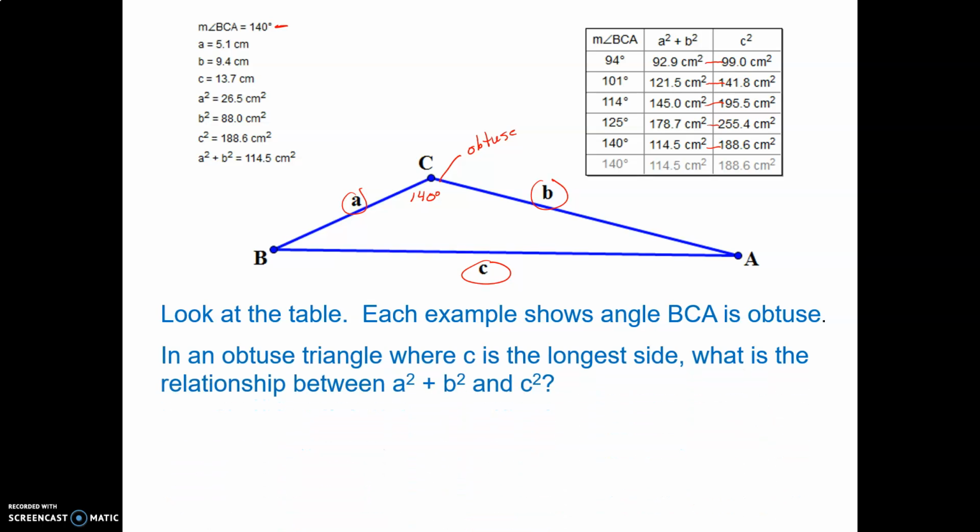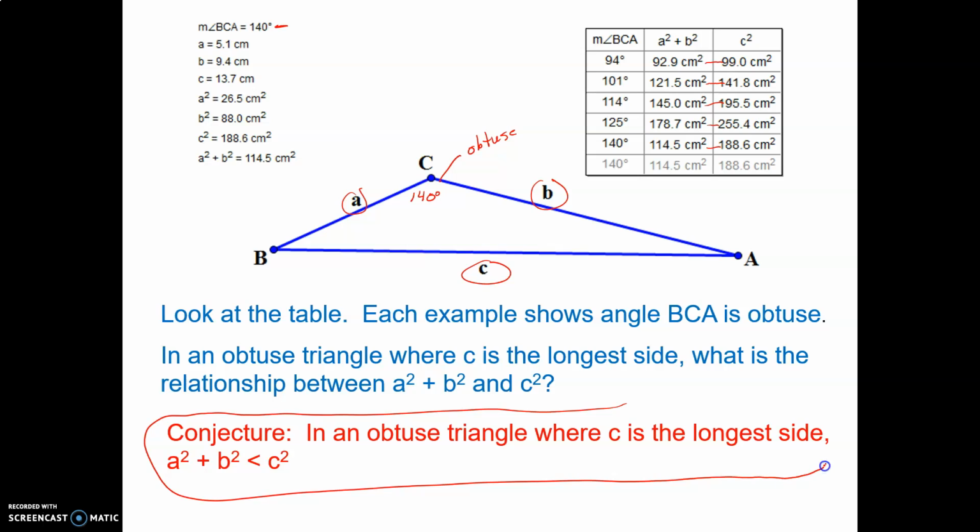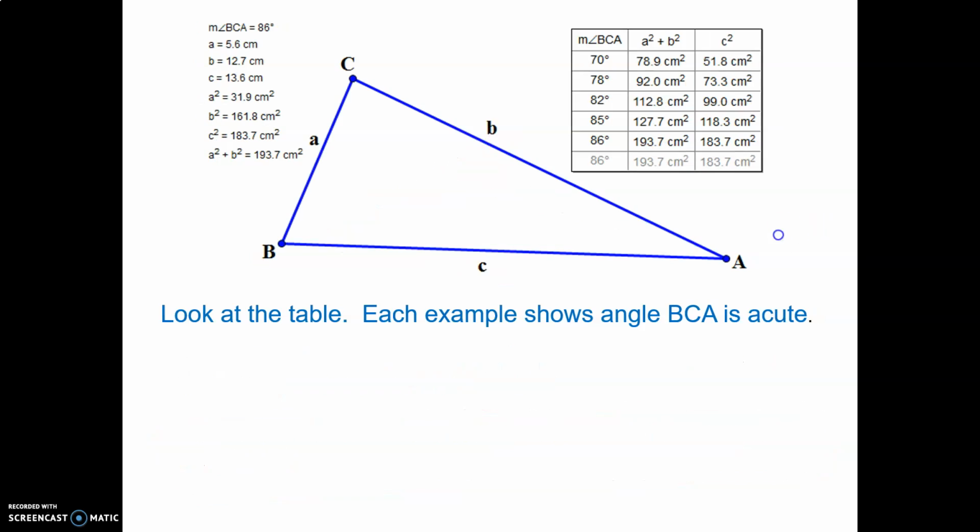So this leads us to a conjecture that is not numbered, but it comes after C88 on our list, and it says, in an obtuse triangle, where C is the longest side, A squared plus B squared is less than C squared. So if I looked at a right triangle, and now I looked at an obtuse triangle, I wonder what happens if we have an acute triangle.